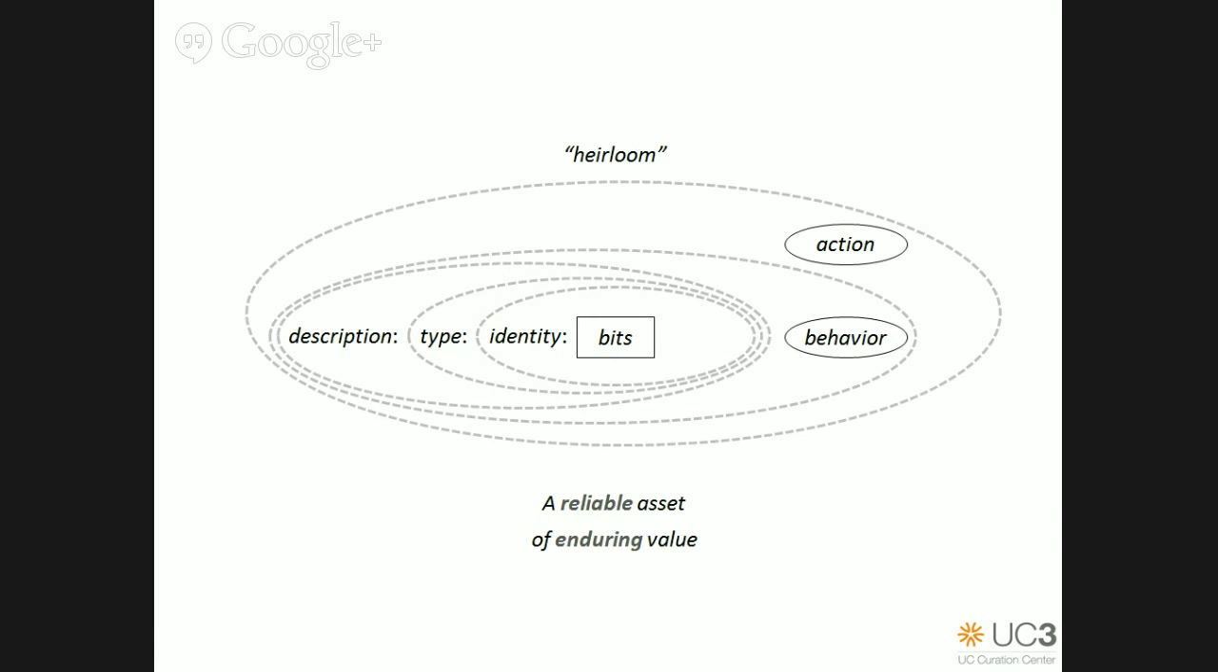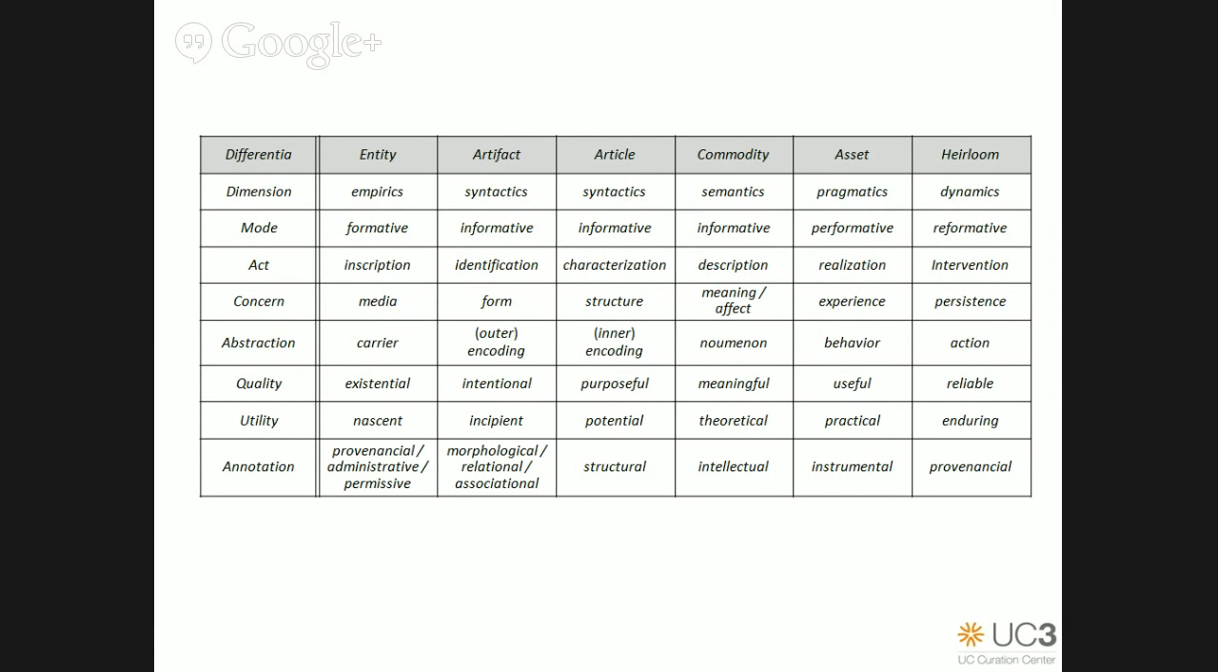And then finally, if we can put into place some necessary series of intervening actions that ameliorate the effects of noise across time and space, we achieve what we're calling a digital heirloom, which is a reliable asset. And to the extent to which those preservation actions are successful, it is of enduring value. So here is the full progression with reference back to the underlying semiotic dimensions and the various ontological components.